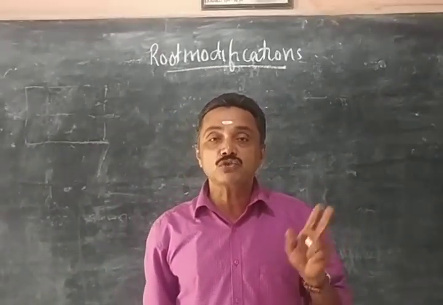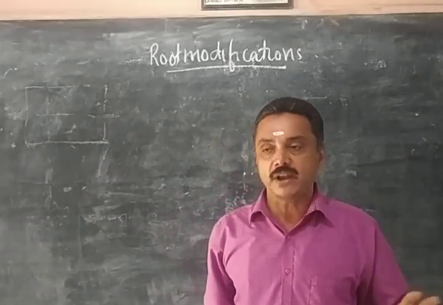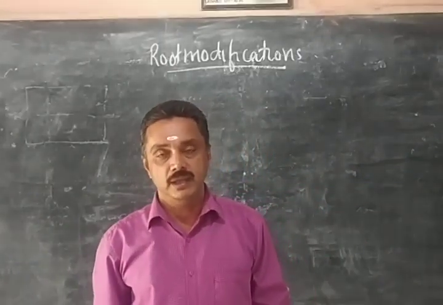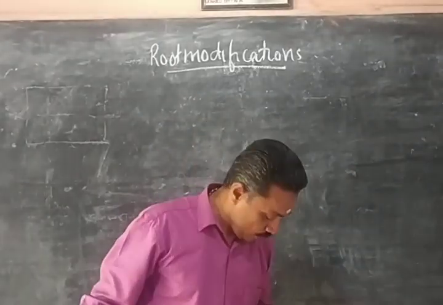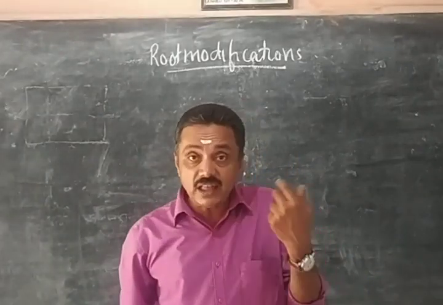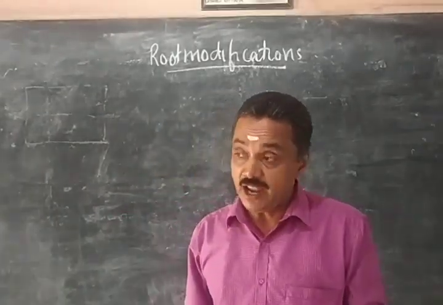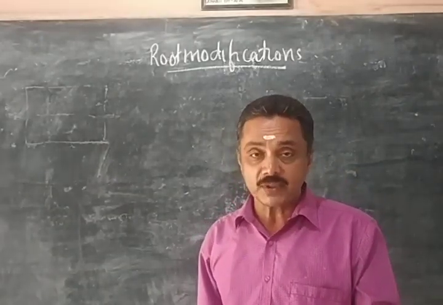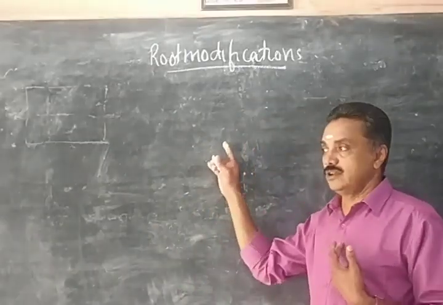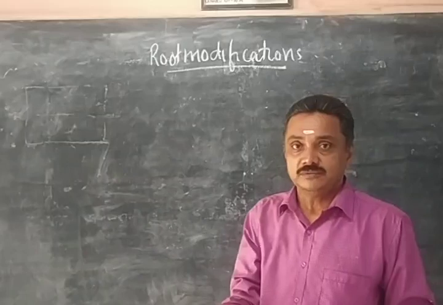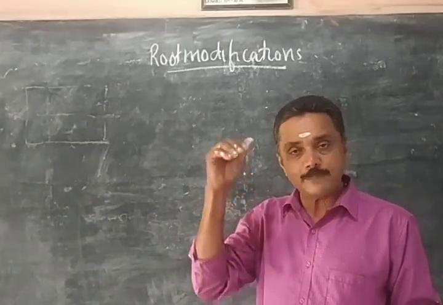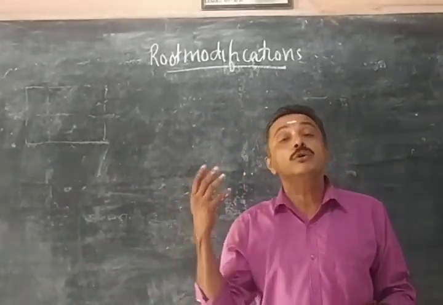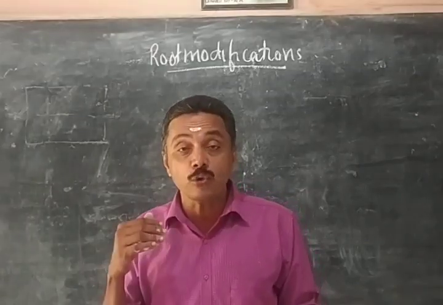What is the normal function of the root system? Fixation and absorption: fixing the plant in soil, and absorbing water and nutrients from the soil. And in many cases, roots are doing functions other than fixation and absorption. If the roots are doing other functions, such roots are called modifications. It is called root modifications. In many cases, roots are doing some other functions.